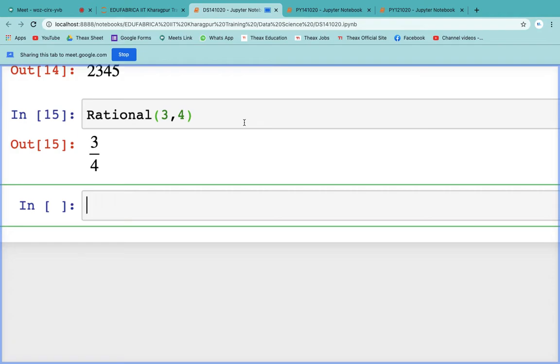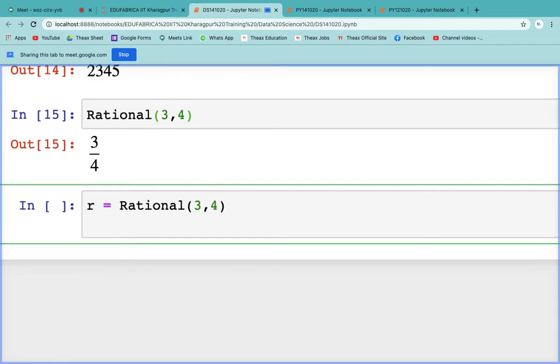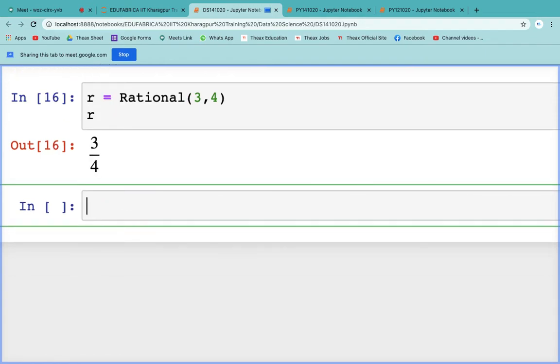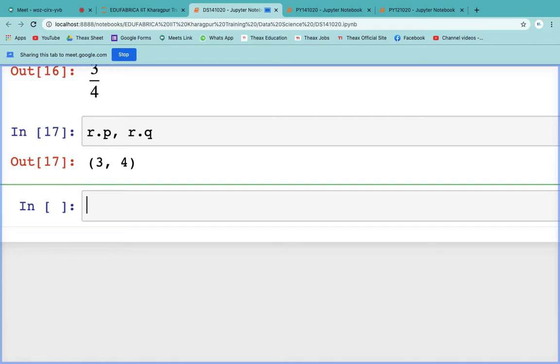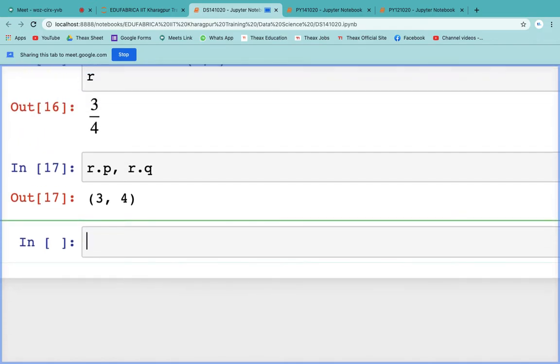Similarly, if I say this is my rational number R, and I say it has to be a rational of, say, 3 by 4. Now, I'm just printing my R and that is my result 3 by 4. So what is my P and what is my Q? I'll just say that my P is R.P, right? So in the R, what is my P, and in the R, what is my Q, that will be giving me the results. So P is 3 and Q is 4. Easy?